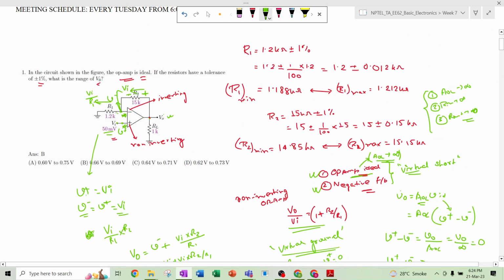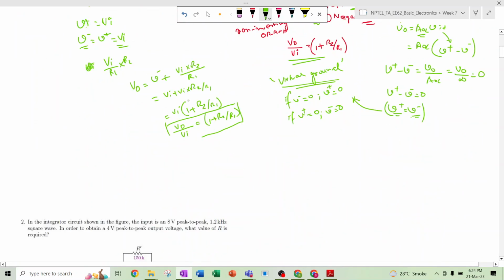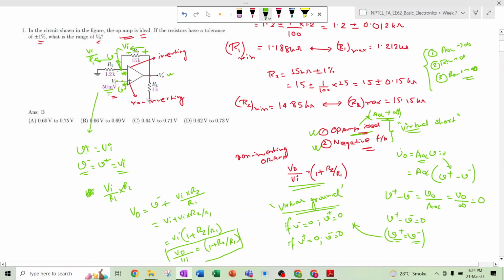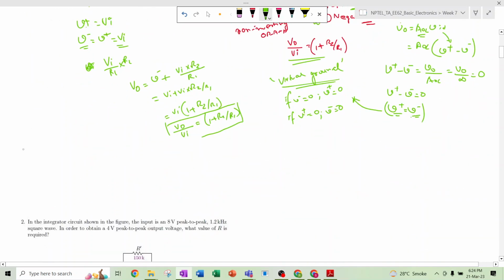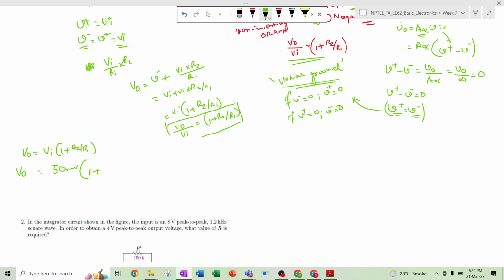Now what is the question? The resistors have some tolerances, so what will be the output? Vi is given as 50 millivolt, so Vo is Vi into 1 plus R2 divided by R1. Vo should also vary because R2 and R1 are varying. R2 is in the numerator and R1 is in the denominator, so when R2 has its maximum value and R1 its minimum value, only then will the Vo output be the maximum.